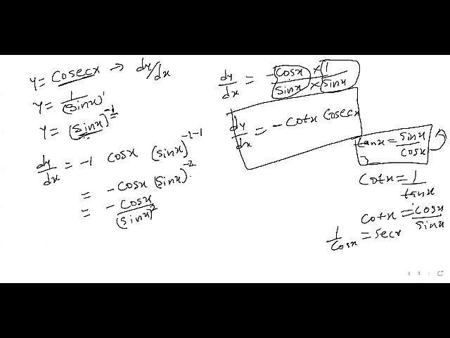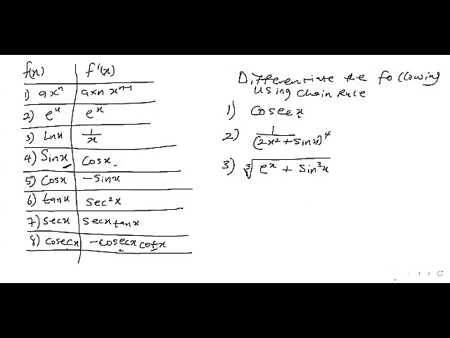Let's move over to the second question. The second question, we are asked to differentiate 1 over 2x squared plus sine x raised to power 4. Okay, 2x squared plus sine x, everything raised to power 4. So let me assume that this is y. So to find dy dx, this will come up.